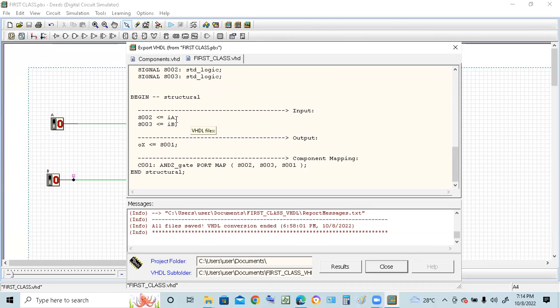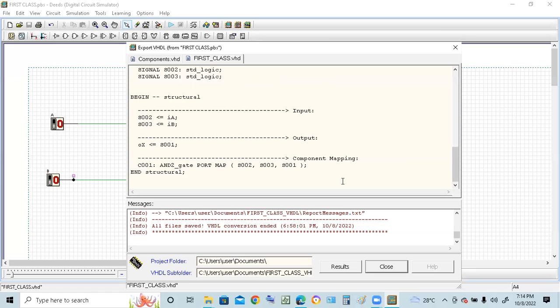002 maps onto input A. 003 maps onto input B. These are the inputs, and the output is only one output. 001 maps onto the output. I realize when they put it, these are the inputs, so they put them at the front. This is the out, so you put the S001 after you put the out.